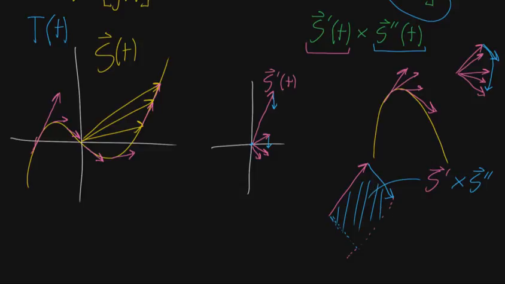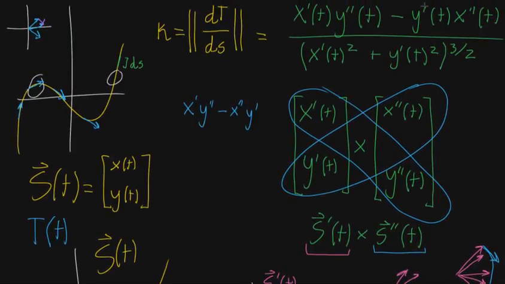So let's sum up where we are so far. We're looking at this formula and trying to understand why it corresponds to curvature, why it tells you how much a curve actually curves. And the first thing we did is we noticed that this numerator corresponds to a certain cross product, the cross product between the first derivative and the second derivative of the function parameterizing the curve.